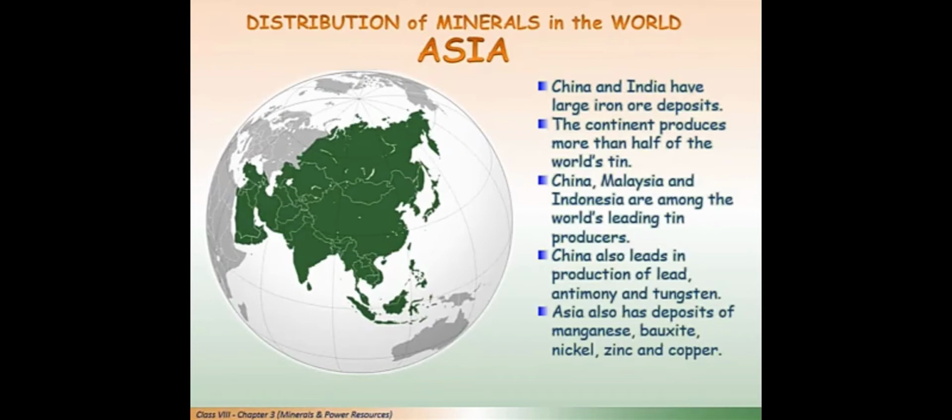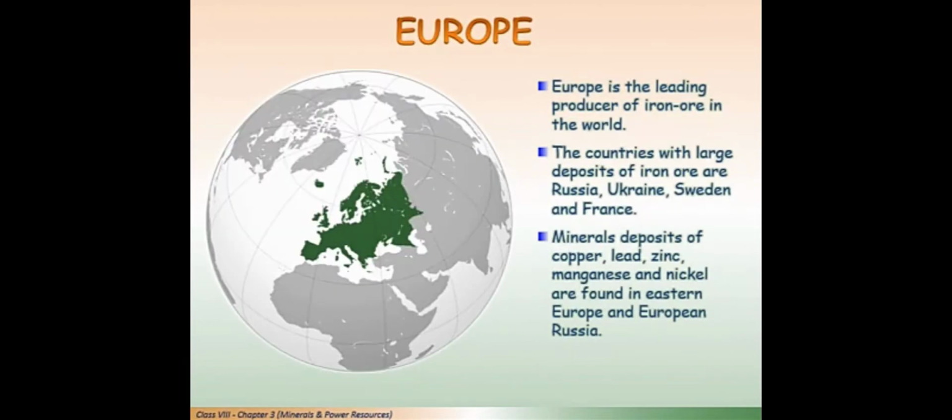Next we are going to the next continent, Europe. Europe is a leading producer of iron ore in the world. More iron ore is produced in Europe. In this globe, I have shown you the continent Europe. The large deposits of iron ore are in Russia, Ukraine, Sweden and France. We also get other minerals like copper, lead, zinc, magnesium, nickel, etc. in Europe.